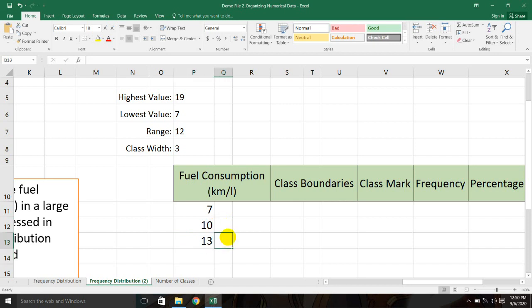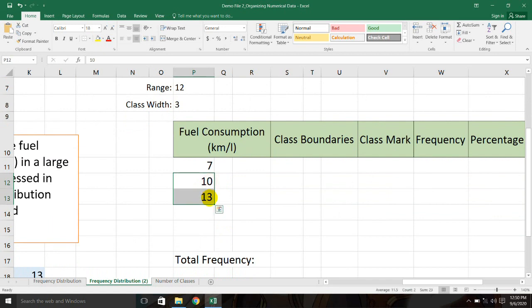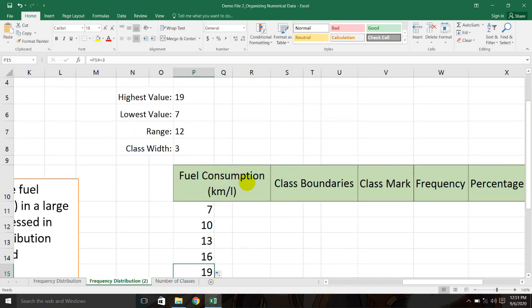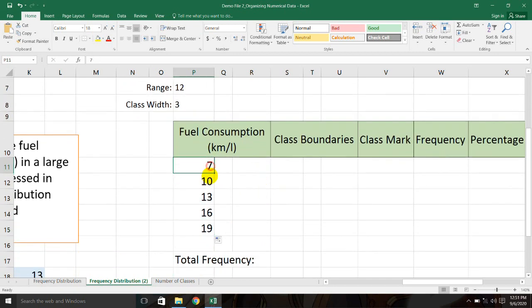Di ba? Ngayon, kung ayaw nyo yan at nasa Microsoft Excel naman kayo, ayaw nyo na manually, pwede namang equal sign, whatever the value before this number, just need to add 3. Press enter. And then drag the formula up to here. Okay, when to stop? Up to 19. Why? Because the number of classes that we set is 5. So, dapat 5 lang itong ating mga intervals.